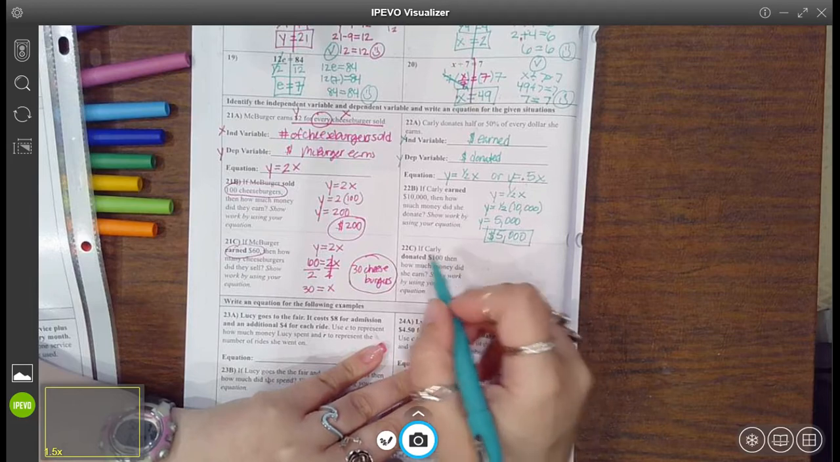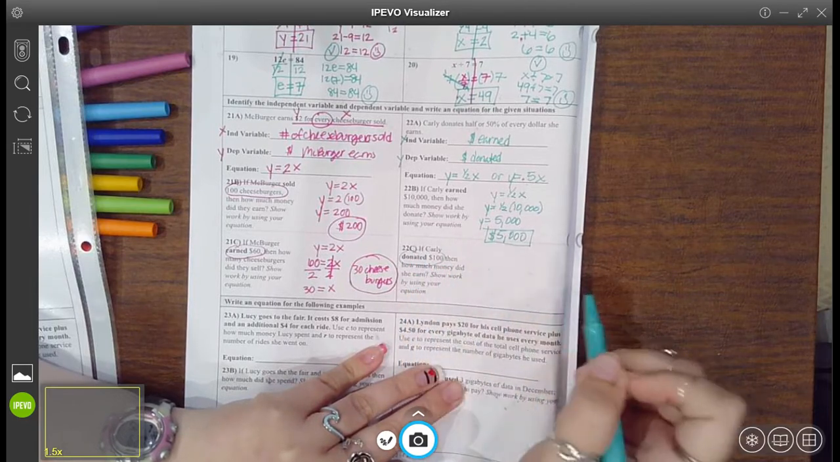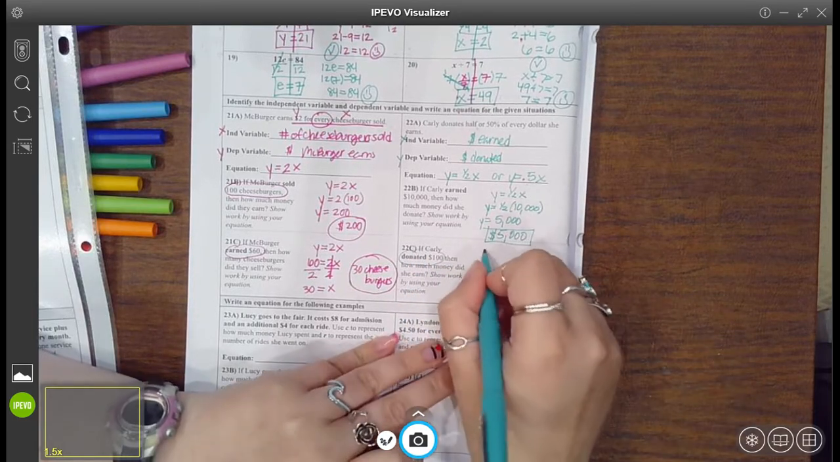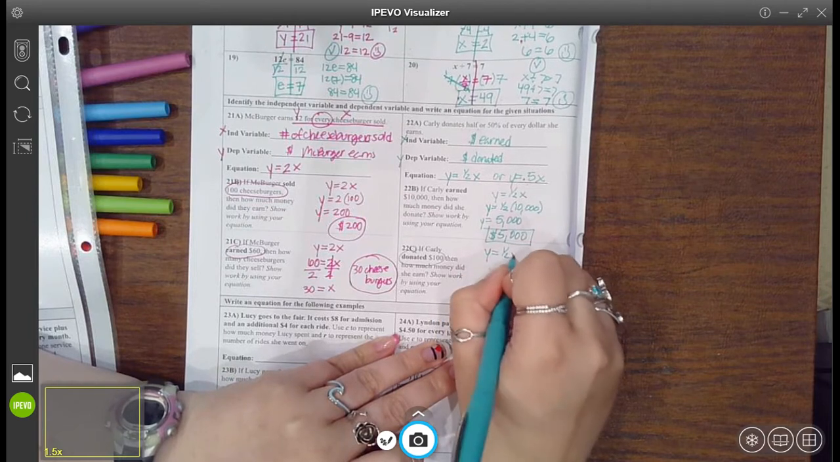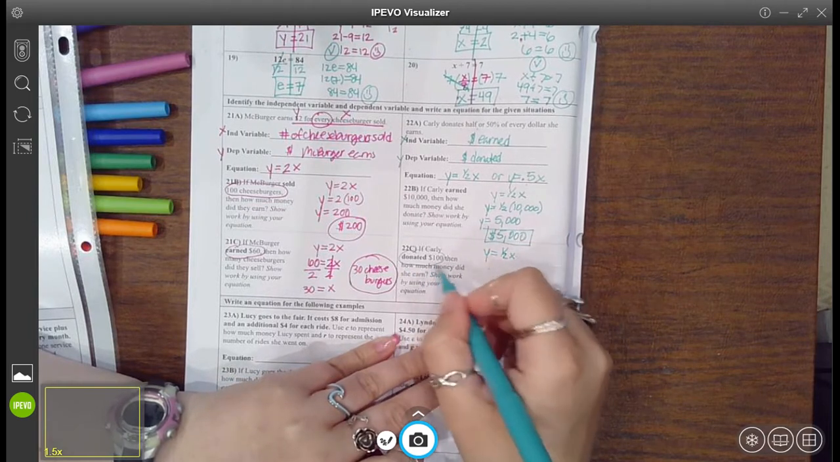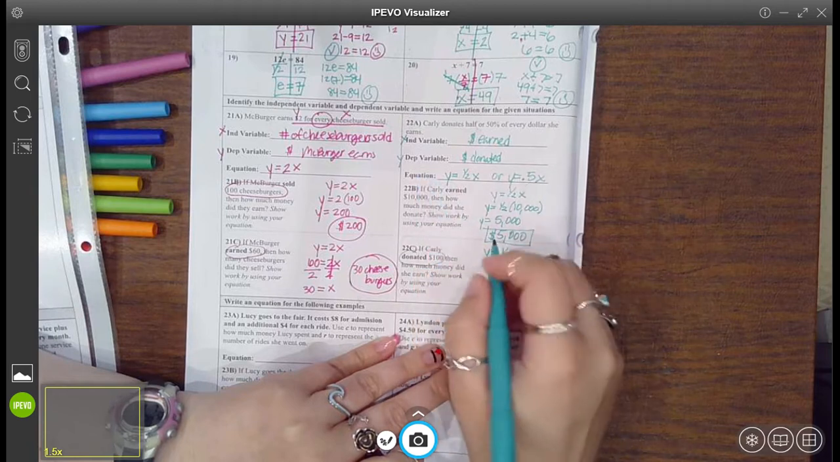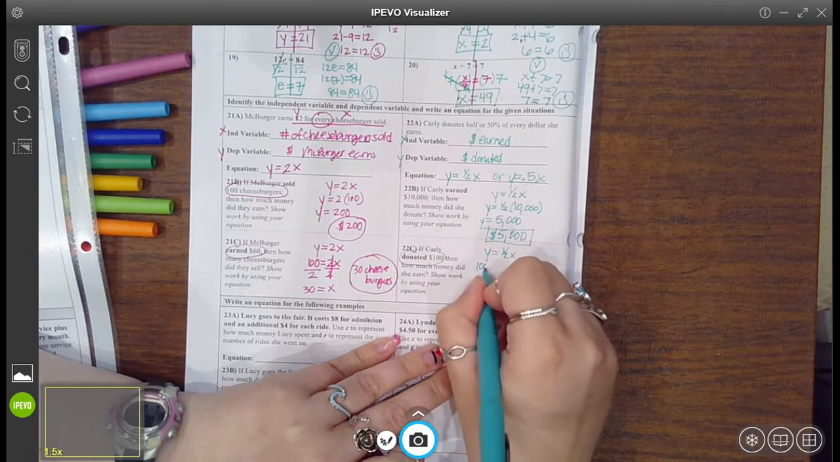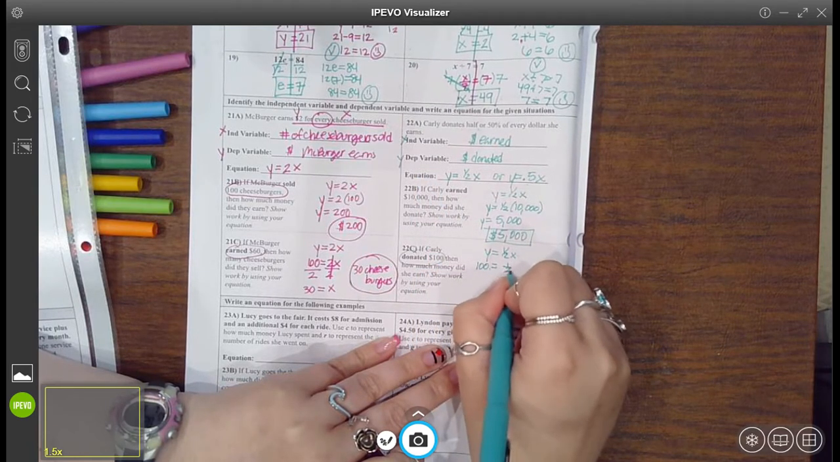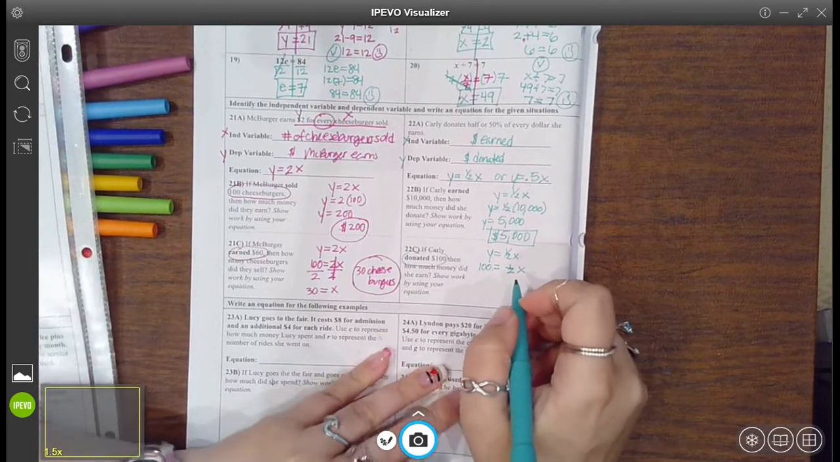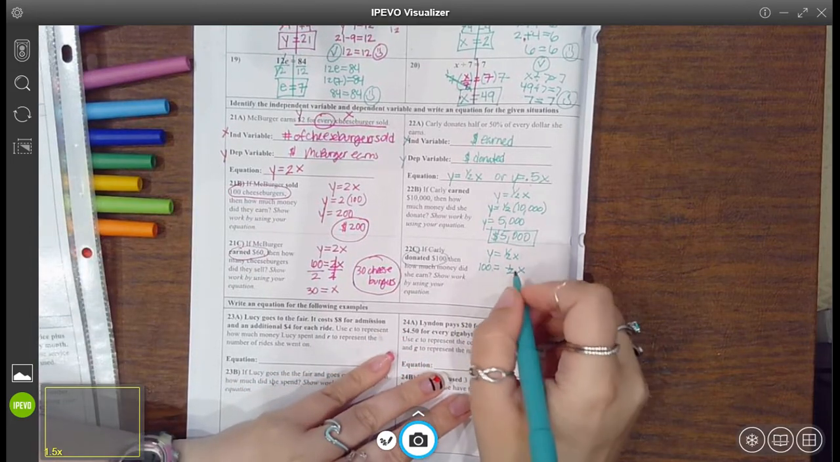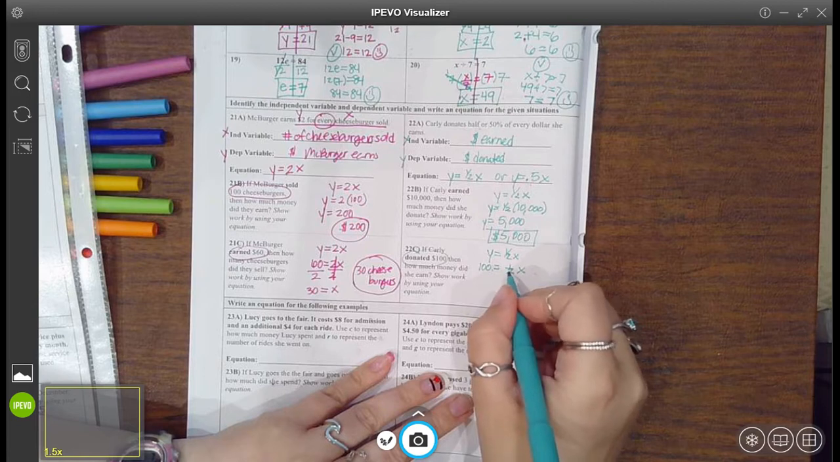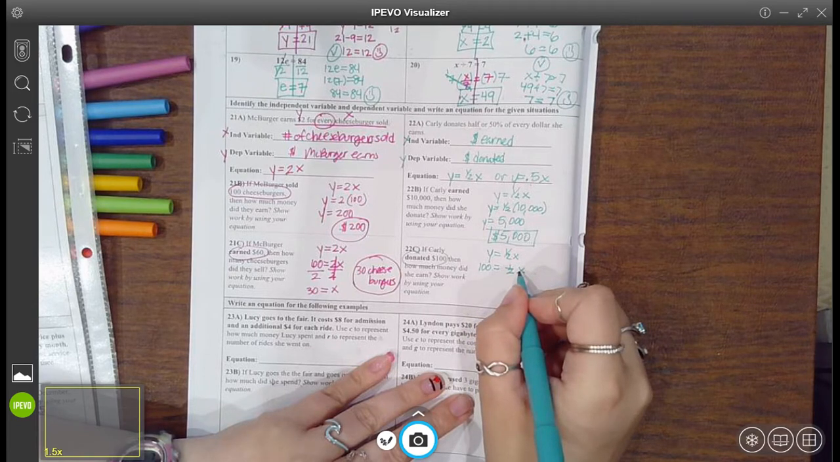The next one says, if she donated $100, then how much money did she earn? Okay, so y equals 1/2 x. And this time they told me the amount donated. The amount donated is your y. So I'm going to replace y with 100. Okay. Well, right here, these are being multiplied, right?